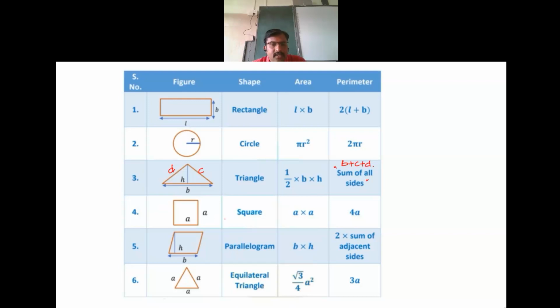If a square has A units as the side, its area is A into A, which is A square, and its perimeter is 4 times of A. For a parallelogram having base as B units, height as H units, its area is base into height and perimeter is 2 times of the sum of the adjacent sides. For an equilateral triangle, the area is root 3 by 4 a square and perimeter is 3a.